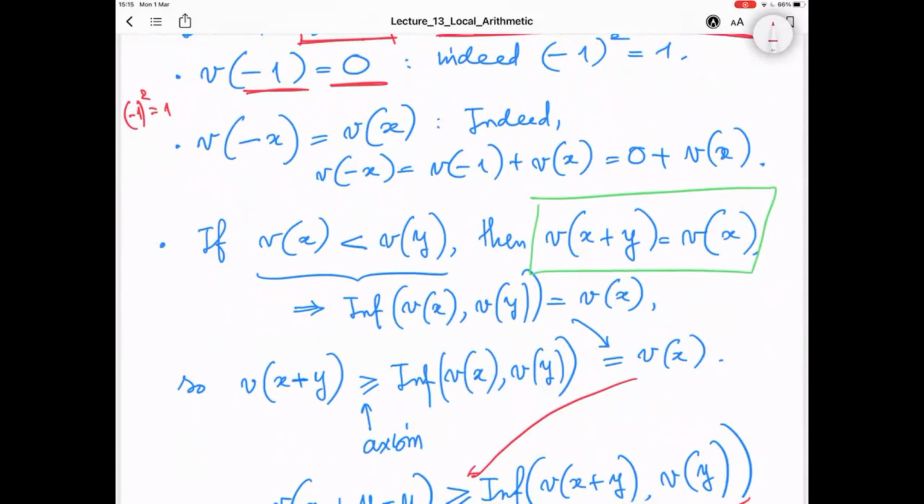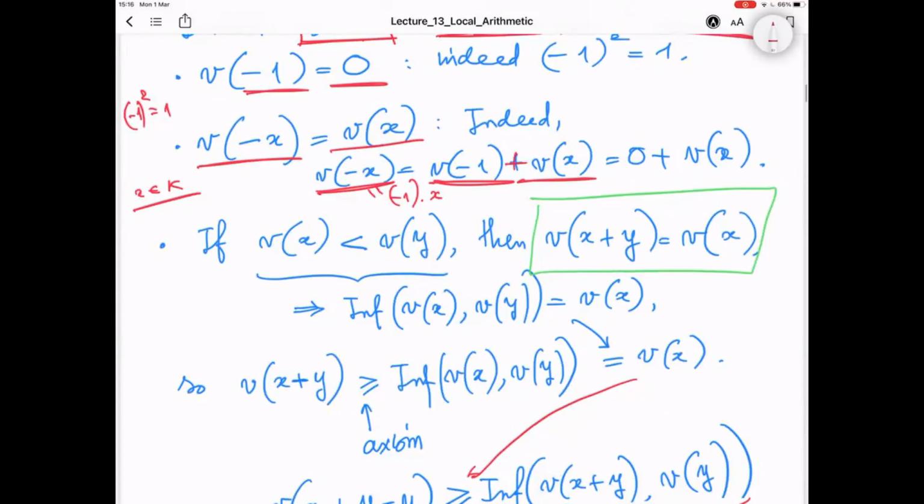And similarly, by definition, for any x in K, V of minus x is going to be equal to V of x. Because you write minus x as -1 times x, and then you use multiplicativity: V of minus x is V of -1 plus V of x. It transforms multiplication into addition. That's what a valuation does. But V of -1 is 0, and what remains is V of x.